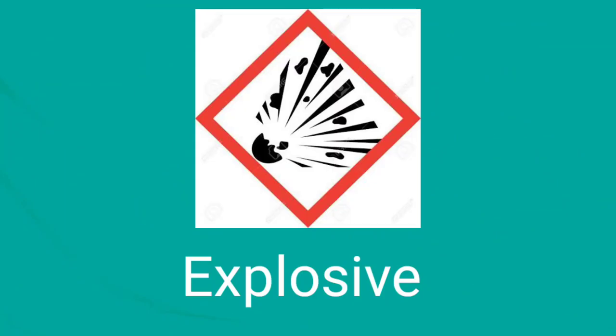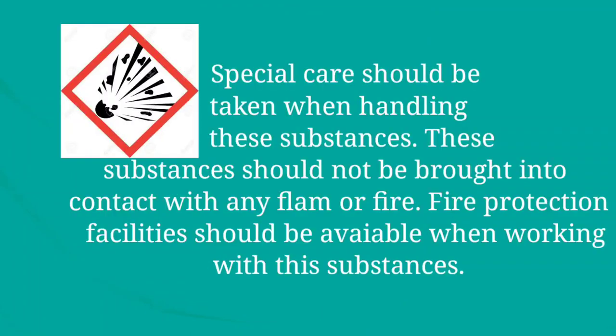Number five, explosive. Special care should be taken when handling these substances. These substances should not be brought into contact with any flame or fire. Fire protection facilities should be available while working with these substances. Examples of explosive substances include TNT, picric acid, nitroglycerin, acetone peroxide, toluene.